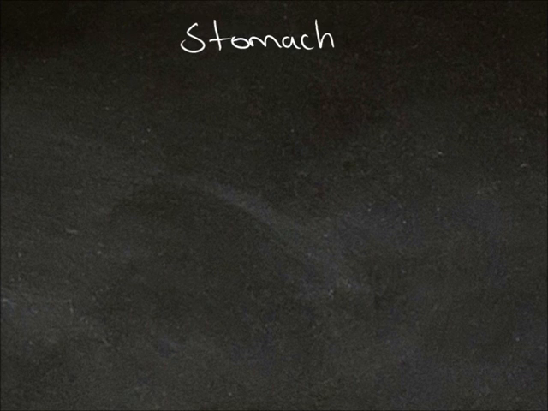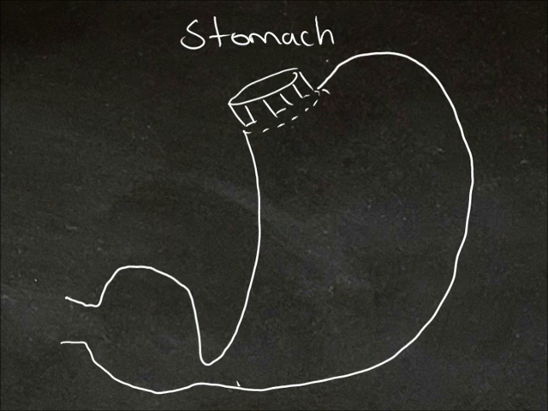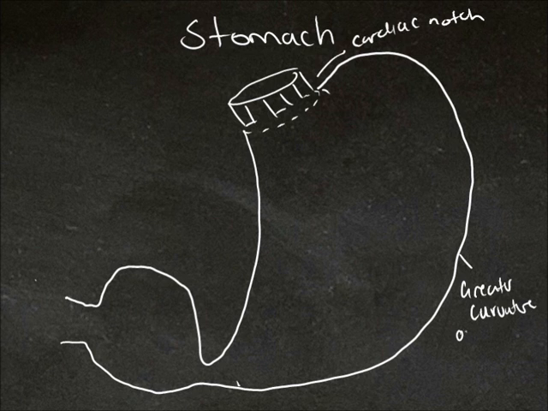Let's move on and learn a bit more about the structure of the stomach. Here we have the cardiac notch. This here is the greater curvature of the stomach. And this is where the greater omentum is attached.